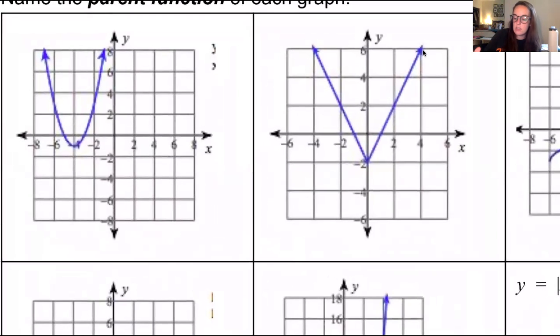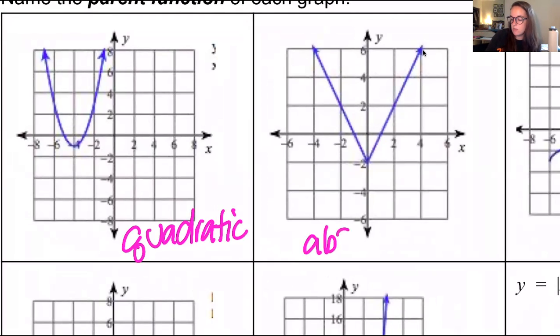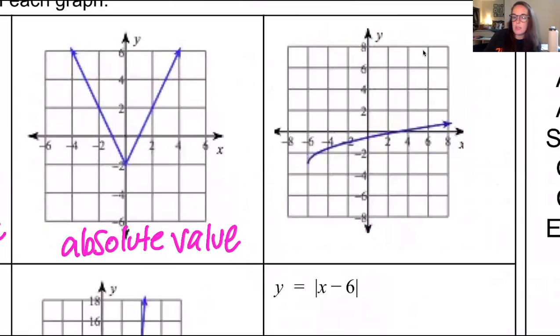If it looks like this, a parabola, it's called a quadratic graph. If you see the V shape, like the U shape but a V, this is absolute value. The shooting star, as Ms. Name says, is like a point and then it shoots out like a shooting star. This is the square root graph.